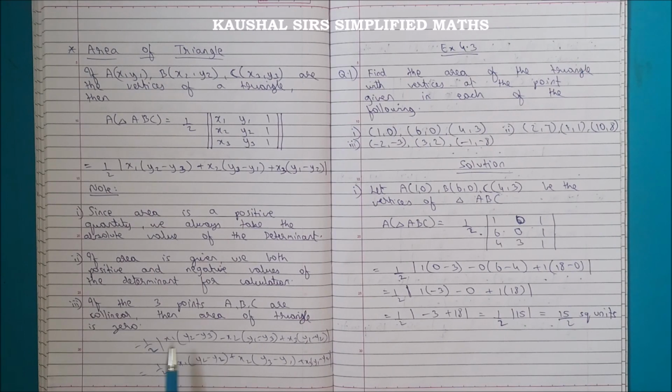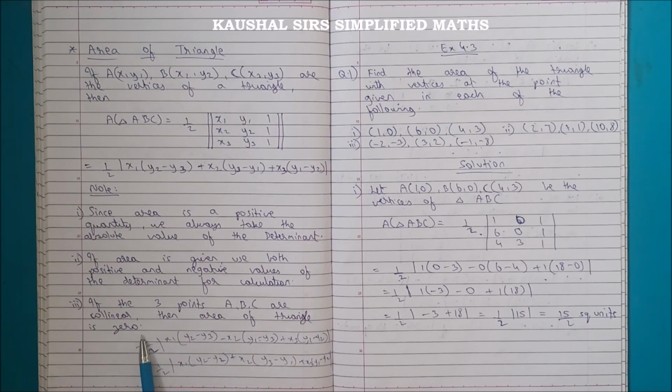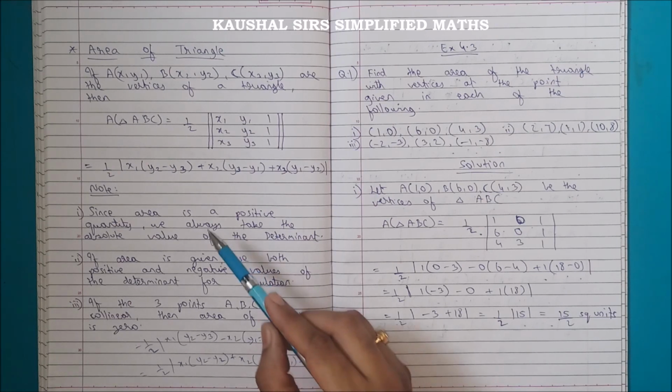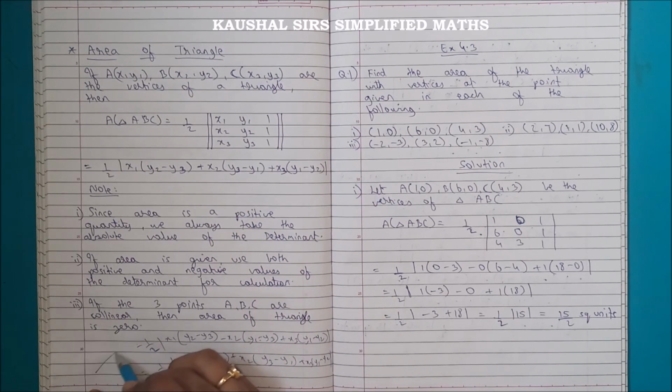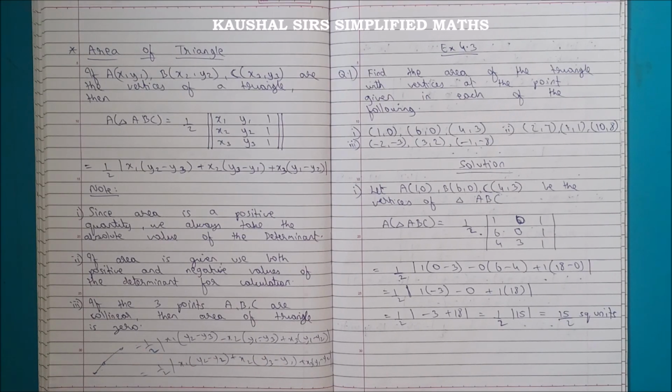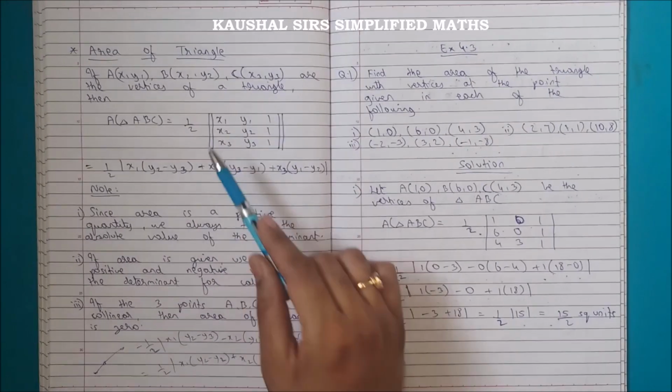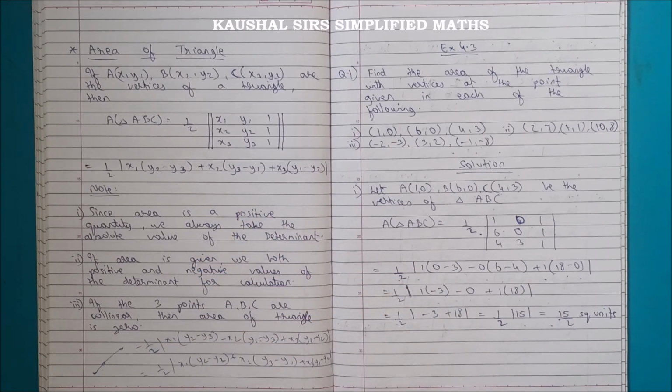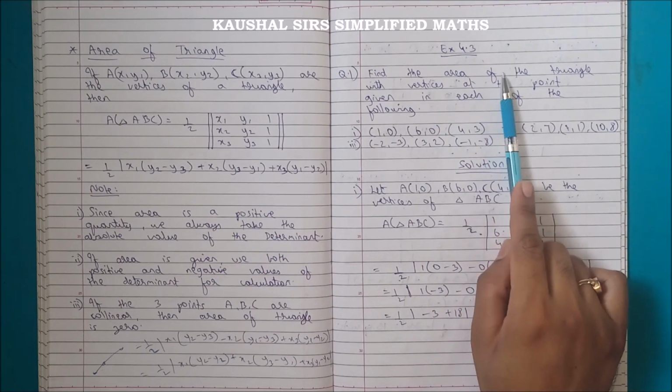Okay, and in the third point, if the 3 points are collinear then the area of triangle is 0. Obviously students, if the points are collinear means they are along the same line. So if they are along the same line, will they form the area of a triangle? No. So therefore if the points are collinear then the area of triangle is 0. Clear students? Very simple exercise, there is only one formula and 3 points you have to remember. Okay, so let's begin with the exercise 4.3.